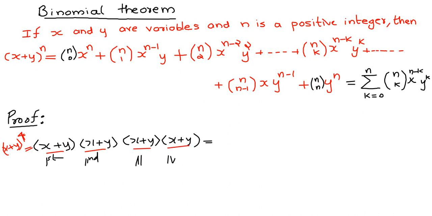Now, we want to calculate the coefficient of x square y square. What is the coefficient of x square y square in this expansion? The coefficient of x square y square in this expansion is the same as the number of ways in which we can select two x's from the 4 x's here, 1, 2, 3, 4. We can select 2 x's from x square, meaning 2 x's out of 4 x's.